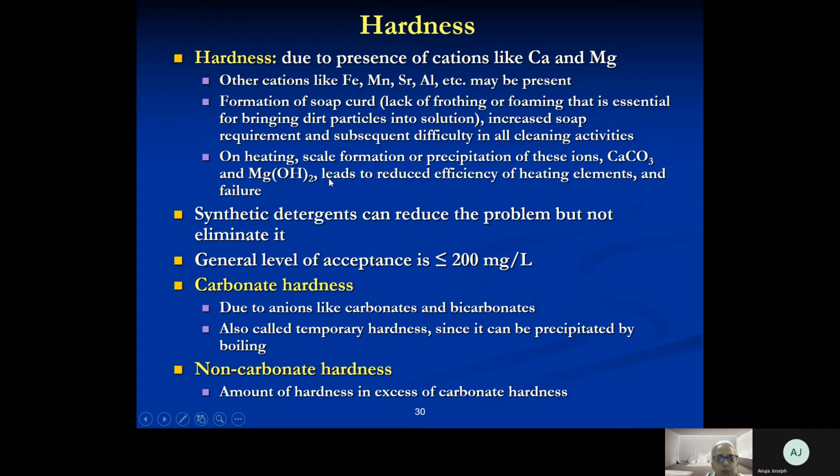This scale can be removed with a dilute acid, and if you are unable to remove it, it will cause reduced efficiency of the heating element, and under severe conditions, it can even result in failure of the heating appliance or whatever it is that you're using. The scale has basically two compounds, calcium carbonate and magnesium hydroxide. So these are the two major issues related to hardness.